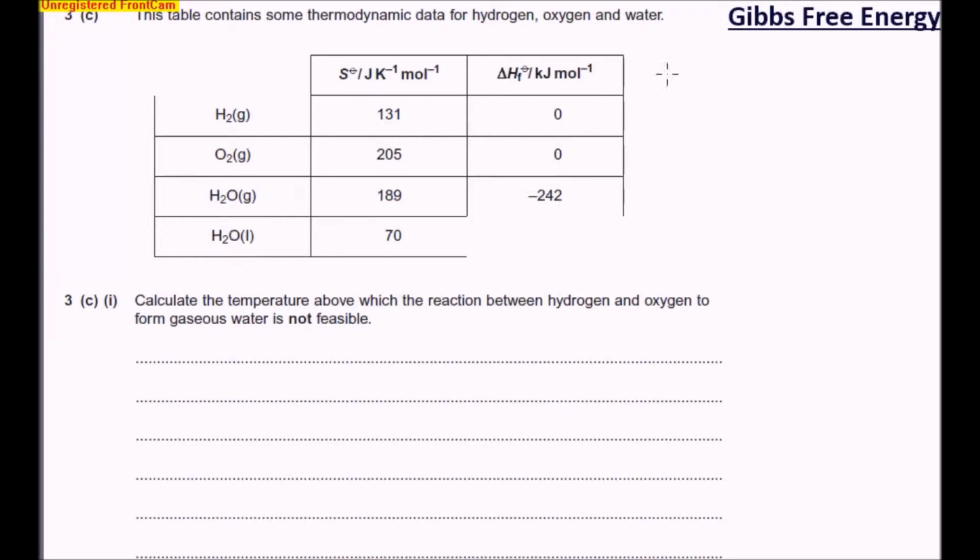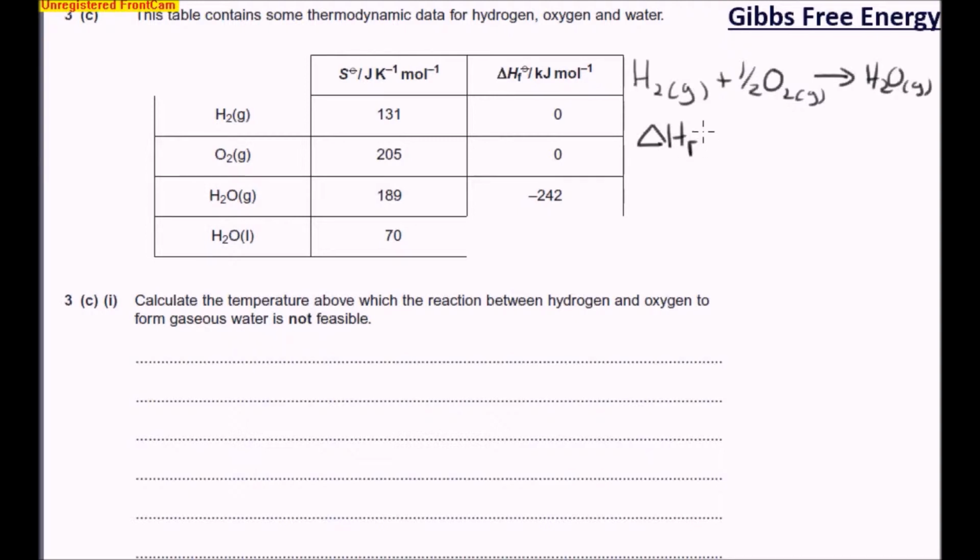So to calculate the temperature at which the reaction becomes feasible, what we need to do first of all is work out our reaction. So in our reaction, we're taking 1 molecule of hydrogen, adding it to half a molecule of oxygen, all in the gaseous form, to form 1 molecule of water in the gaseous state. We then need to work out the enthalpy change of the reaction.